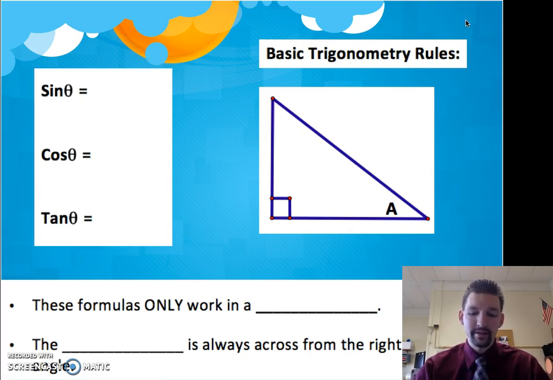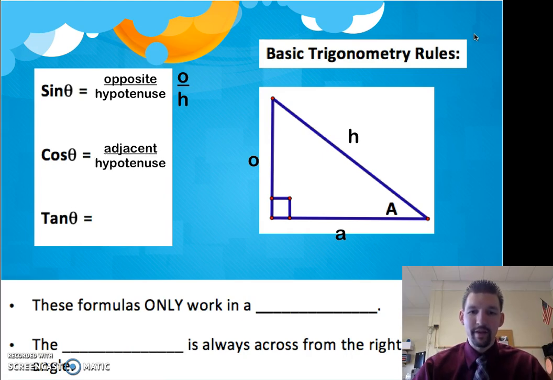So sine is going to equal, so we have our opposite, adjacent, and hypotenuse. And sine of an angle is going to be the opposite over the hypotenuse, or O over H. Cosine is adjacent over hypotenuse, or A over H. And tangent is opposite over adjacent, or O over A.